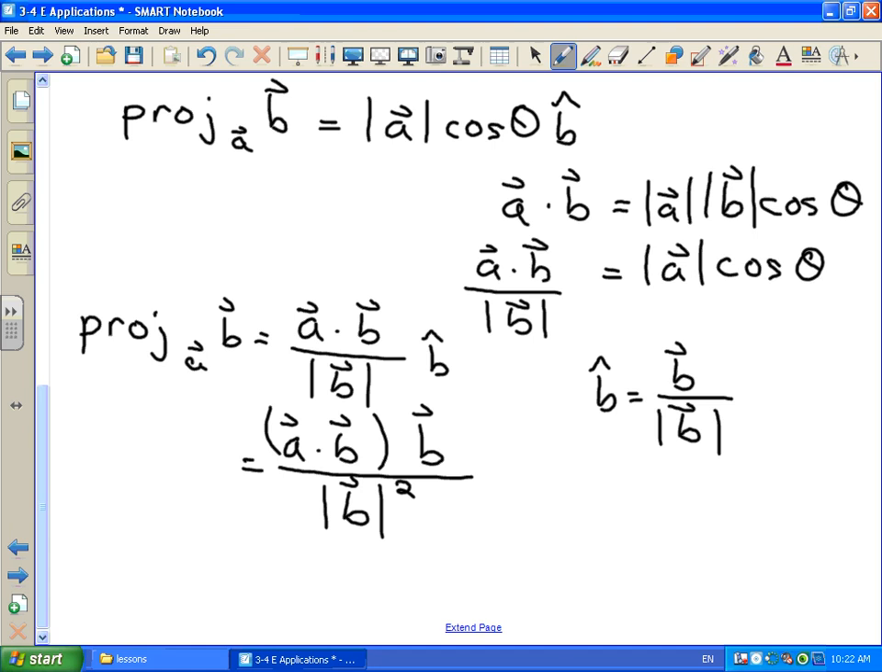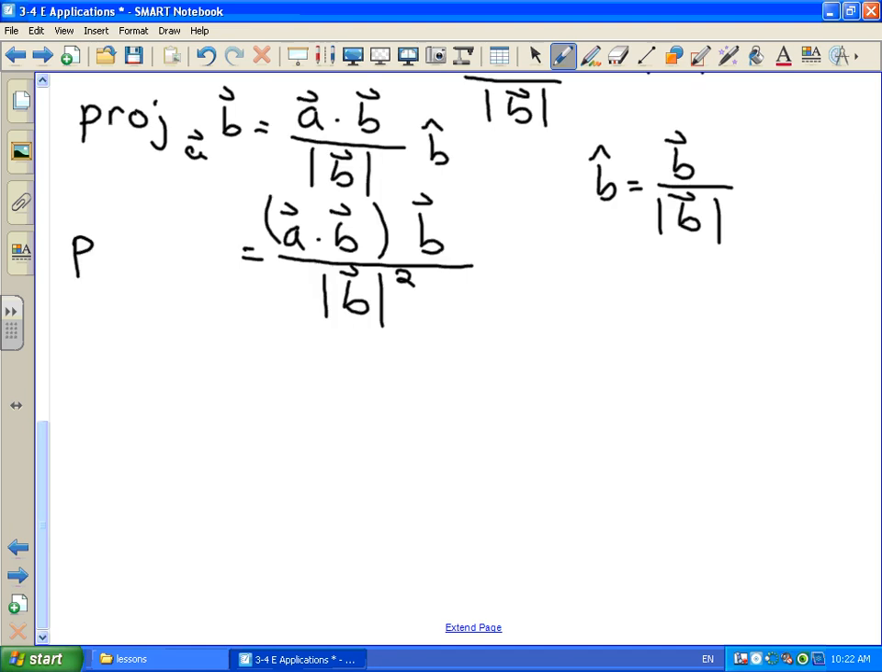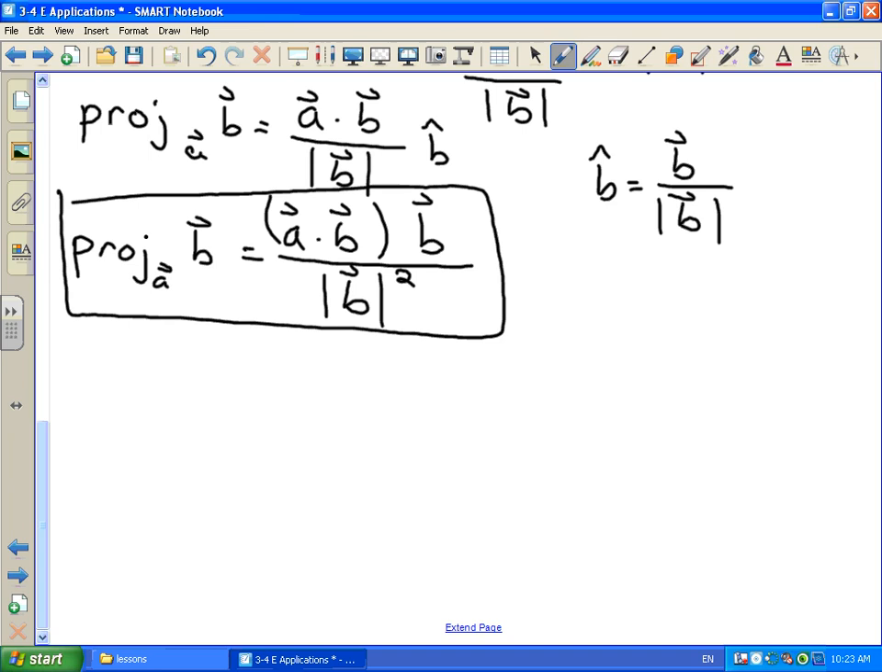Okay? And this is the formula that the textbook gives you for projection. Okay, this thing right here. And the one that I will sometimes use that I think is a little easier to remember is A dot B over B dot B times vector B. And those are the same as long as you remember that B dot B is the same as the magnitude of B squared. Okay. So those two things are equivalent there.